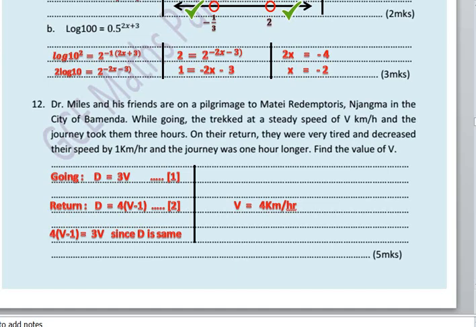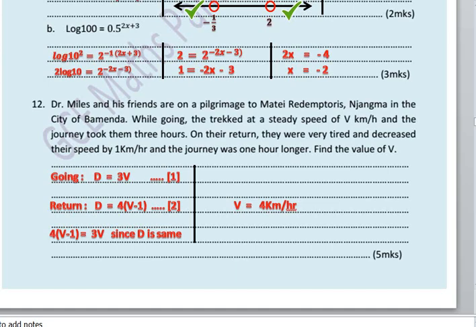What we have to note here is that the distance from where they started to this pilgrimage is the same as the distance when they are coming back. So we are going to use that as a key. So the distance, let's call that distance d. Since we're traveling at steady speed, their distance covered is equal to speed times time. And that gives us 3 hours times v.